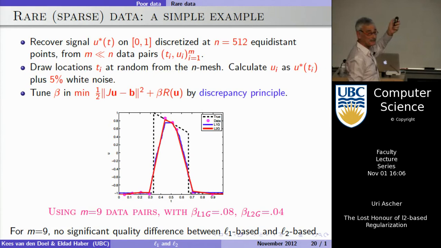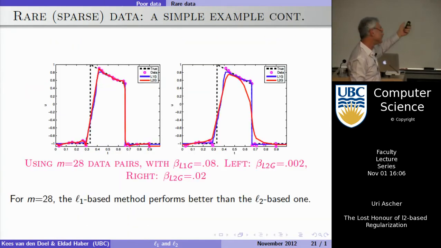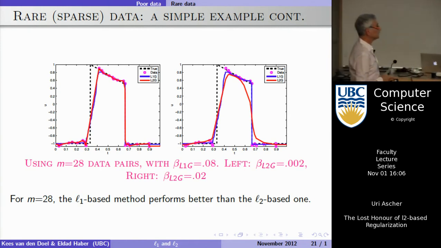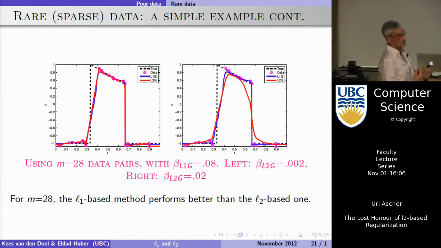We now increase the number of values from 9 to 28. Now suddenly L1G is better, because there's more data and now it can talk. The L2G oscillates here and here, whereas L1G just goes directly through. And if we increase beta, the higher beta, the more smooth it is, then the L2G curve is much smoother than it should be. This is the typical smoothing operation for the L2 norm that I was discussing before. So you need enough data in order to see anything.